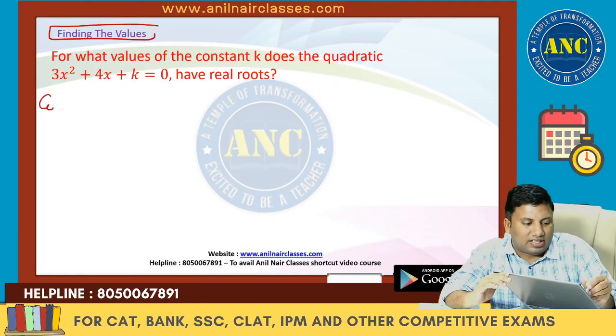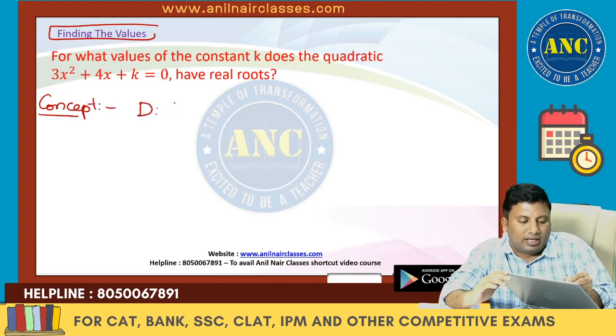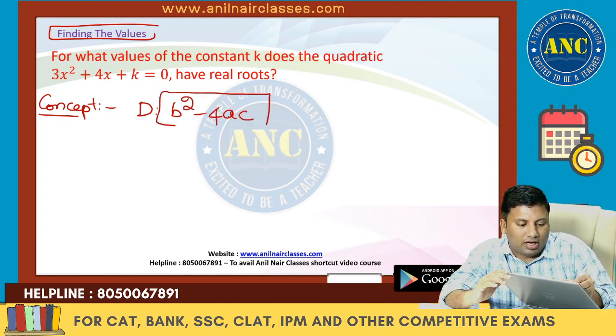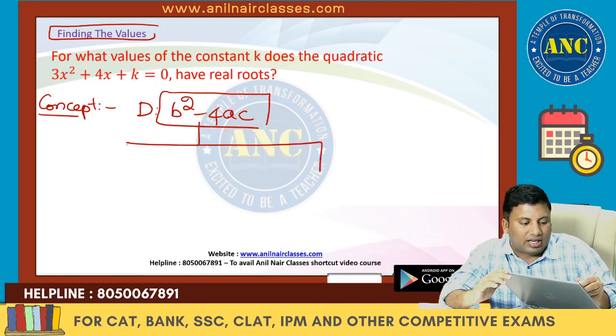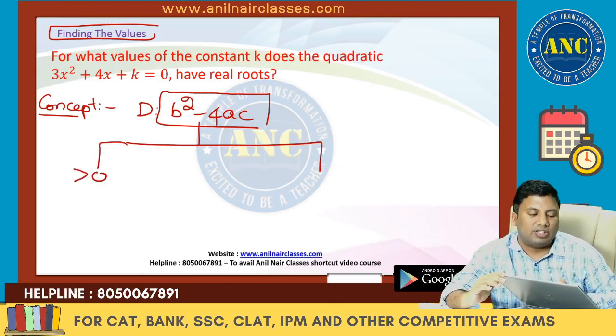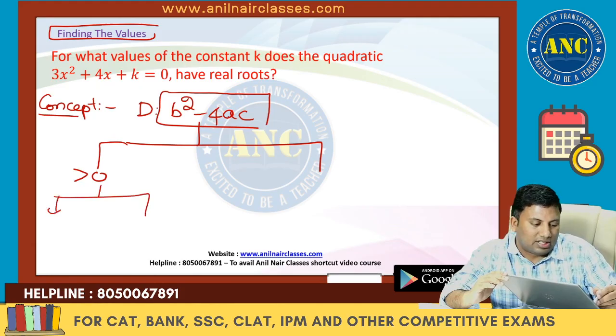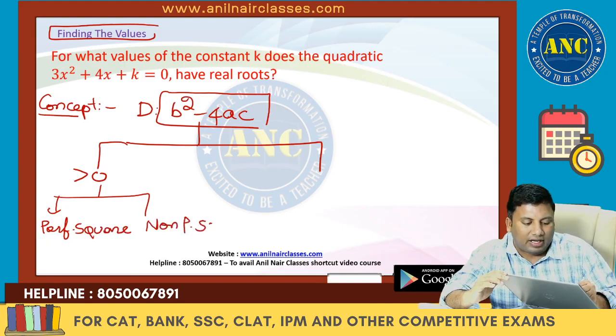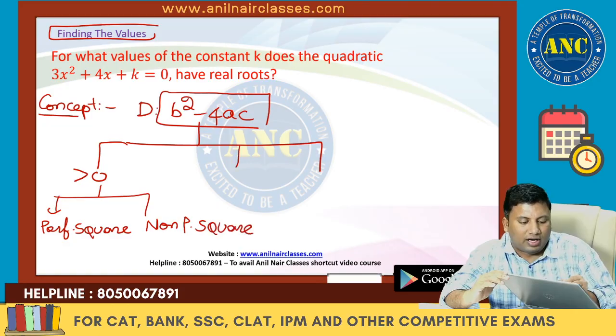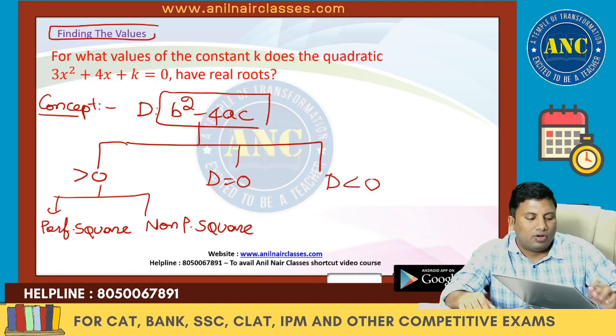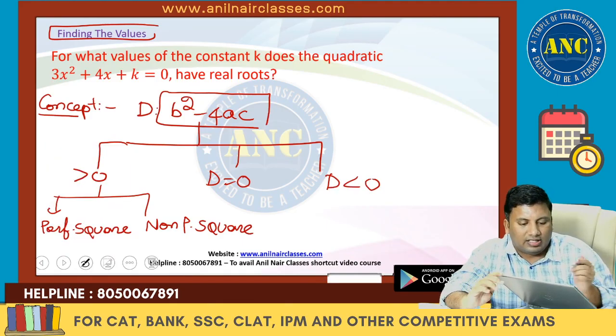Now first we will discuss the concept. Right? Discriminant, which is given by b square minus 4ac. There are three cases. It is greater than 0, and again there are two cases: it is a perfect square, and the D value is a non-perfect square. D is equivalent to 0. D is less than 0.